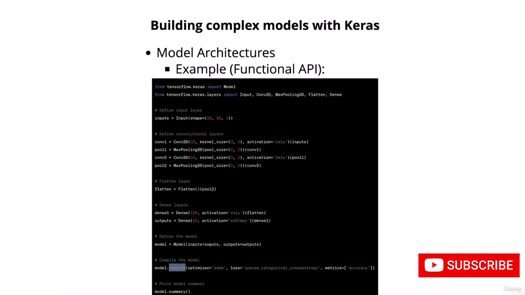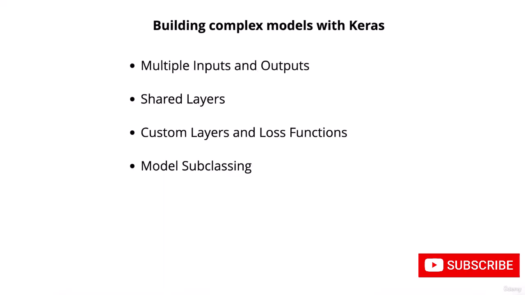Now, the next step is multiple inputs and outputs. Complex models may involve multiple input or output branches. Keras allows you to handle such scenarios using its functional API by defining multiple input or output layers and connecting them appropriately. Shared layers. In some architectures, you may want to share certain layers between different branches of the model. Keras enables this by creating layers and reusing them across multiple parts of the model.